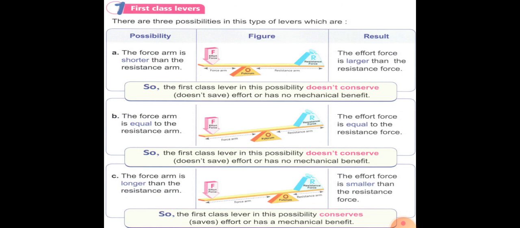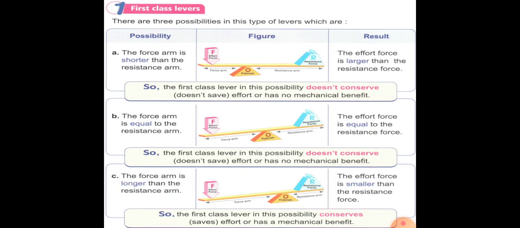In case number A, when the effort force arm is shorter than the resistance arm, and case number B, when the force arm and the resistance arm are both equal, in these 2 cases, the lever doesn't conserve my effort. Because in case number A, the effort force is larger than the resistance force. In case number B, the effort force is equal to the resistance force.